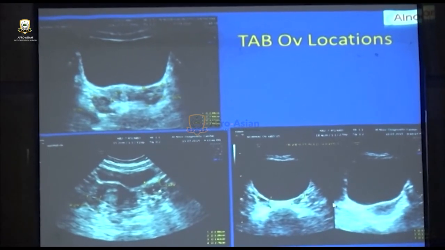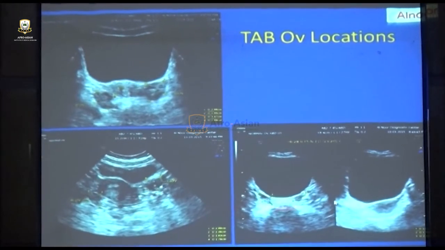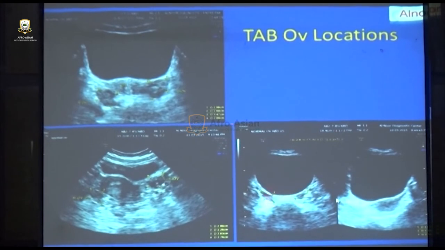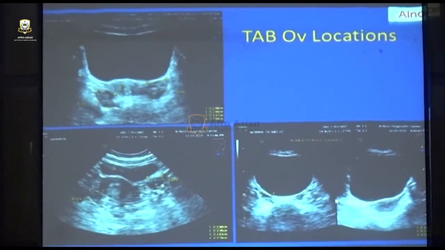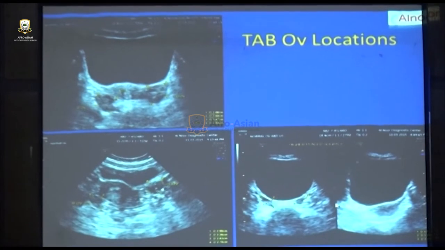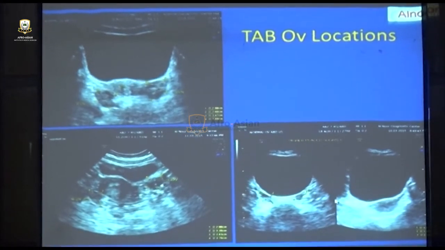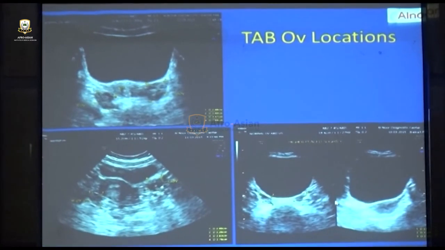So please make sure you have the transabdominal ultrasound to see the ovaries, location, cul-de-sac, and outside. This ovary will not be seen by transvaginal ultrasound routinely, unless you empty the bladder and push the probe upwards, then you can see it. But if you don't do the transabdominal, you can miss either of the ovaries and even the follicles. Every time TVS is not 100% successful; in maybe 5% you have to do the transabdominal as well as the transvaginal ultrasound.